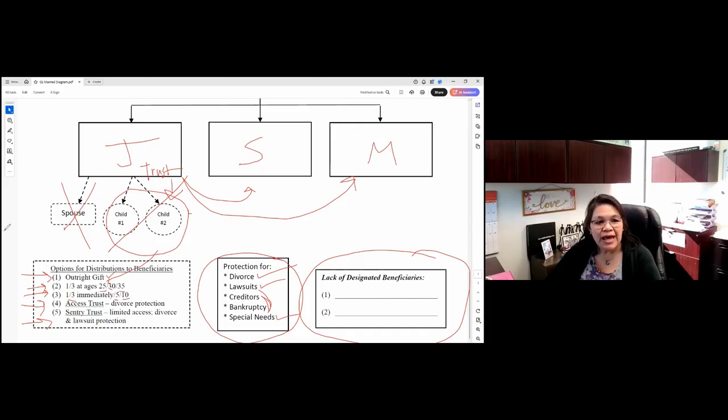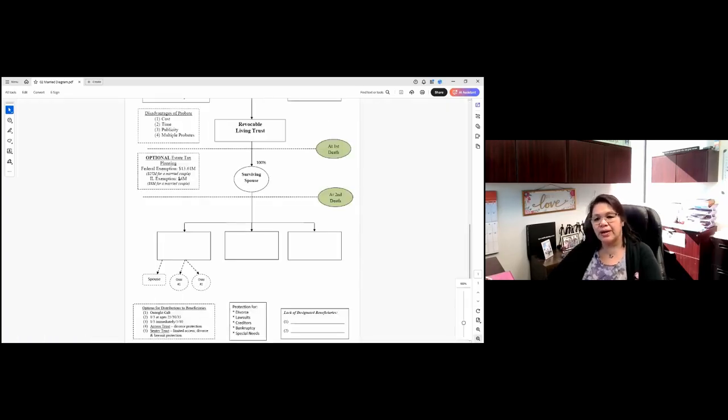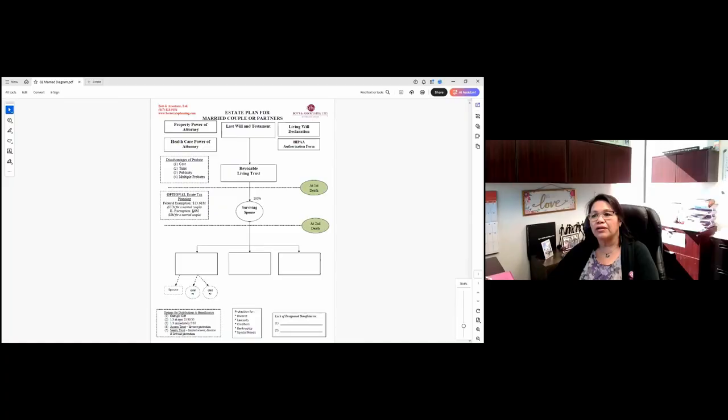Okay. So that's it. That's kind of how this whole estate plan works. I always like to show this to people because it's a nice, easy way to see the estate plan all in one place.